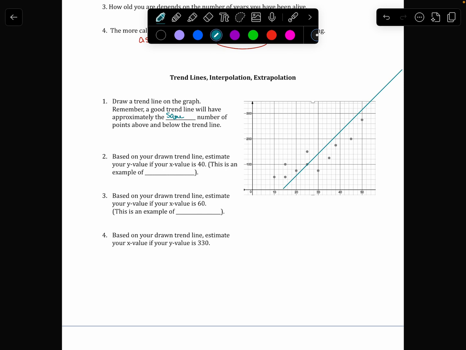Okay, so anytime that you draw a trend line, you're going to want to make sure that it goes outside of your graph because you're likely going to have to do some extrapolation with your data and you're going to need that trend line for that.